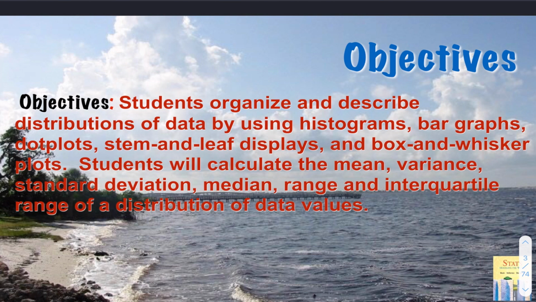Our objectives for chapter 4 are students organize and describe distributions of data by using histograms, bar graphs, dot plots, stem and leaf plots, and box and whisker plots. Some of those you may be familiar with, but I'm going to show you each one of those and how you can create them. Secondarily, students will calculate the mean, variance, new word for many of you, standard deviation, median, range, and interquartile range, better known as IQR, of a distribution of data values. And then chapter 5 will do even more with quantitative data before moving into the normal distribution.